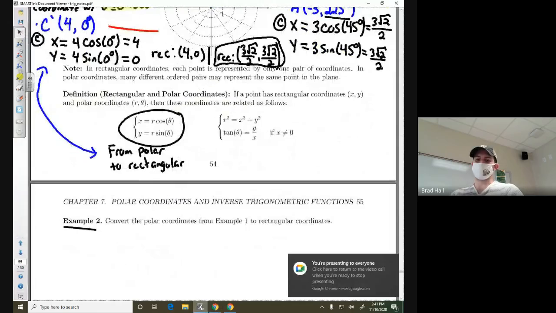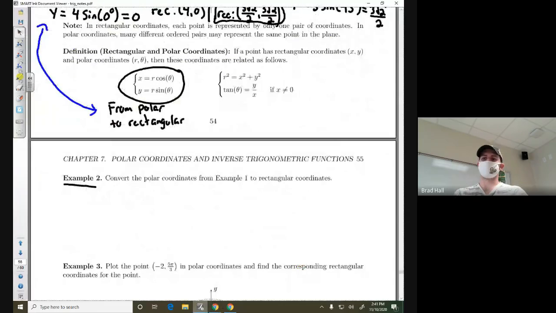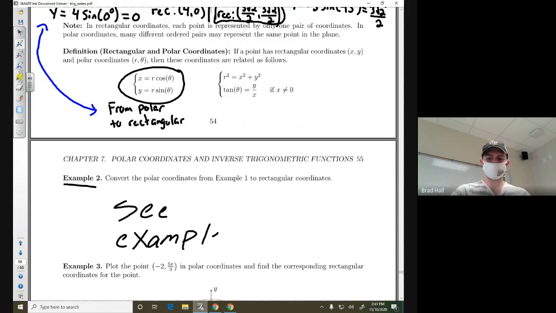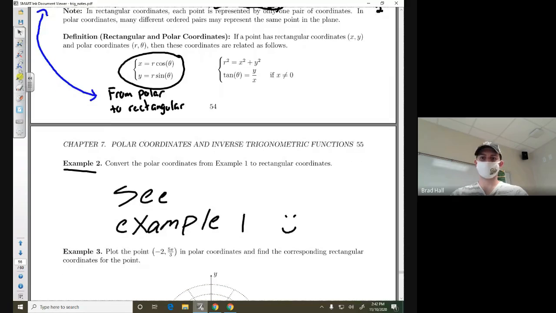So, as I mentioned, we already talked about example 2 because that was the part C from example 1. So there's nothing really to do there. I really just see example 1. So I'm guessing the r squared and the x squared and the y squared, would that be going from rectangular to polar? That's right. So we'll get to that in a bit.